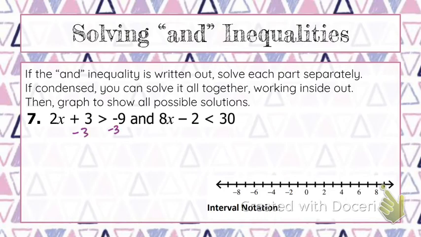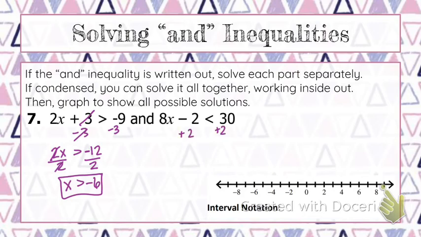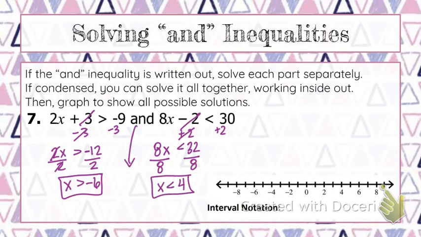So subtract 3, 2x is greater than negative 12. Divide both sides by 2, and we get x is greater than negative 6. So that's one part. And then over here, we're going to add 2, and we get 8x is less than 32. Divide both sides by 8, and we get x is less than 4. This is an and inequality.